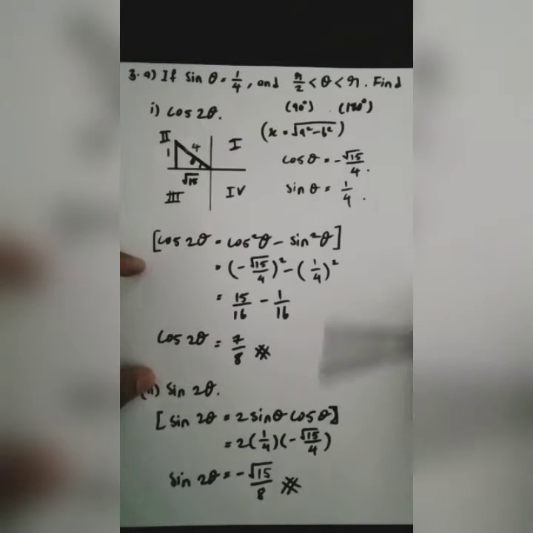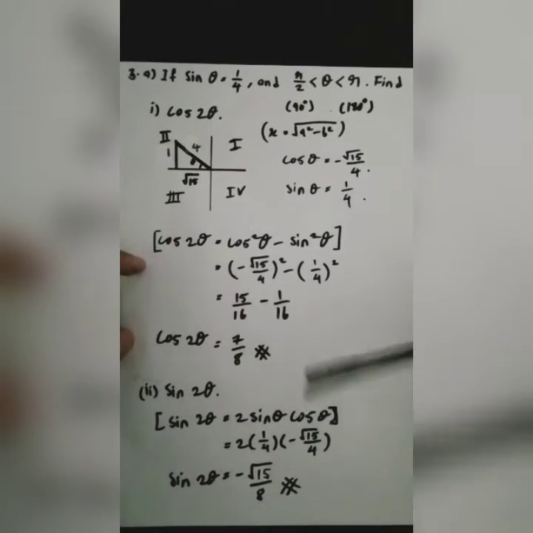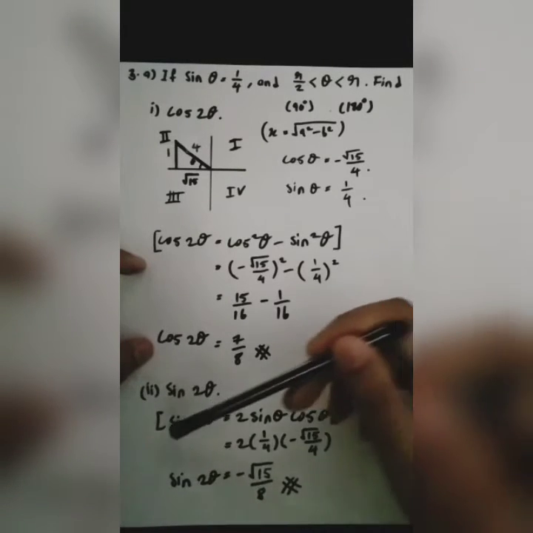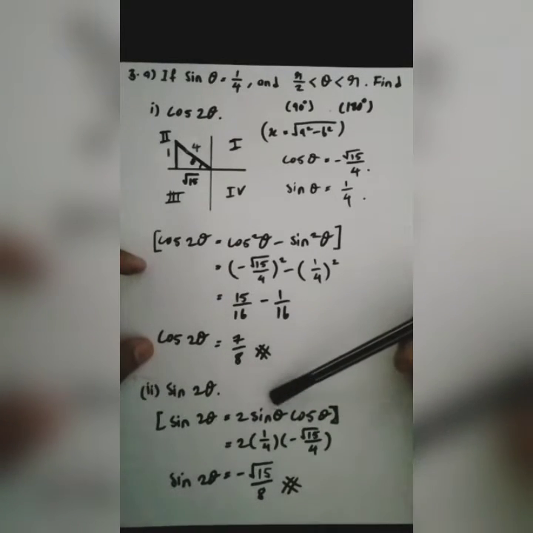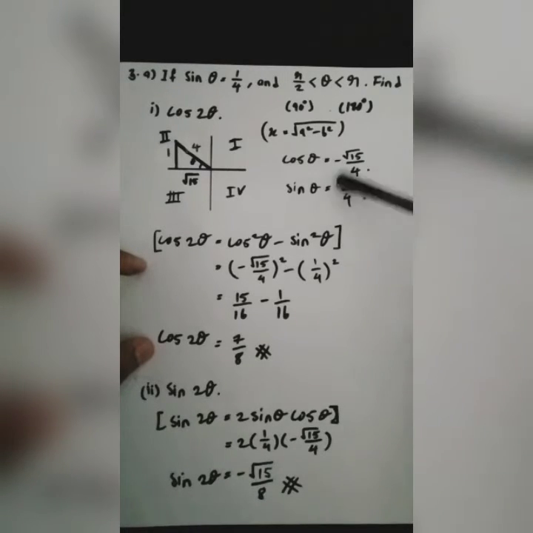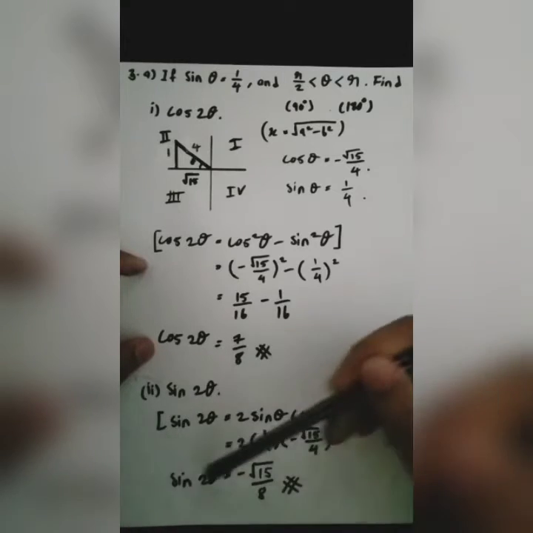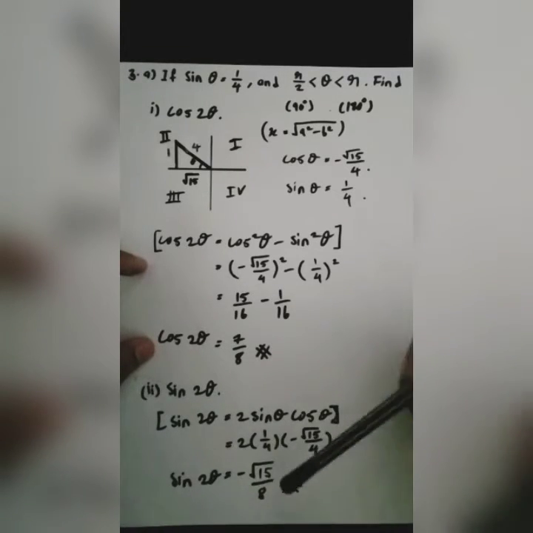Then the question wants us to find sine 2 theta. Again, by using the double angle formula, sine 2 theta is equal to 2 sine theta cos theta. And again, we just replace sine theta and cos theta, and we will get sine 2 theta is equal to negative square root of 15 over 8.